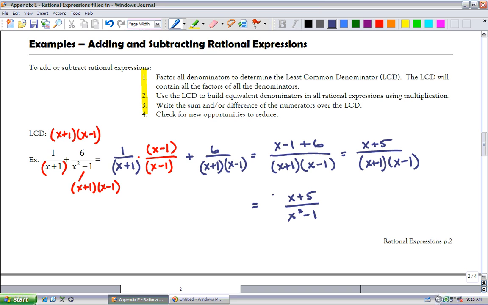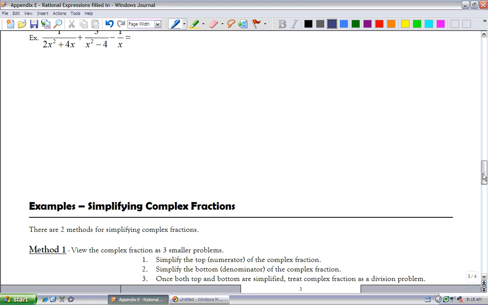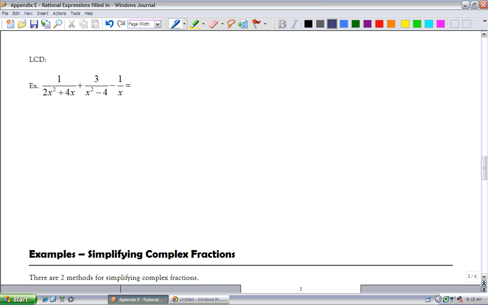And we would want to make a note that x cannot equal plus or minus 1. Okay? A little more difficult example. Again, first thing we want to do is factor to help us find the least common denominator. So I'm going to go ahead and factor this first one here. What we see, we can take out a 2 and an x, and we'll be left with x plus 2. In my second expression here, you'll notice again it's the difference of squares on the bottom.